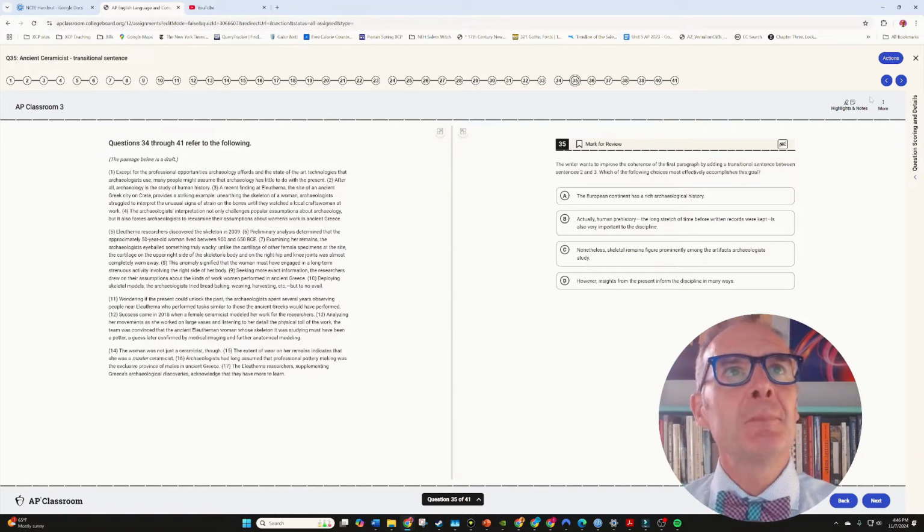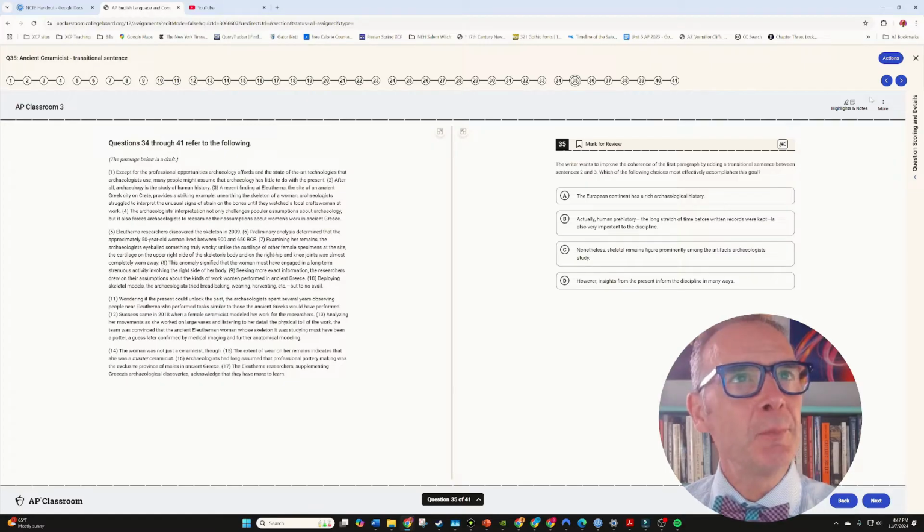A. The European continent has a rich archaeological history. I doubt it, especially because this passage is about Eleutherna on the island of Crete, which, based on my understanding of geography, is an island in the Mediterranean Sea. So it's not about the European continent. And even if it was, this is a bland statement that doesn't really work here.